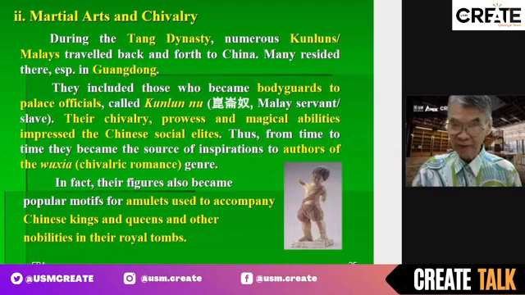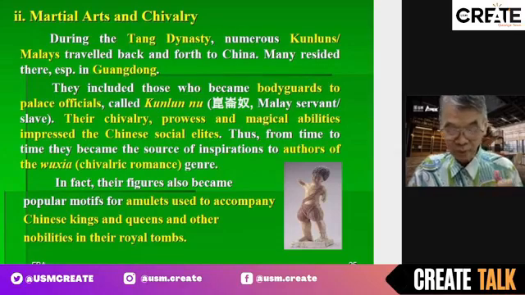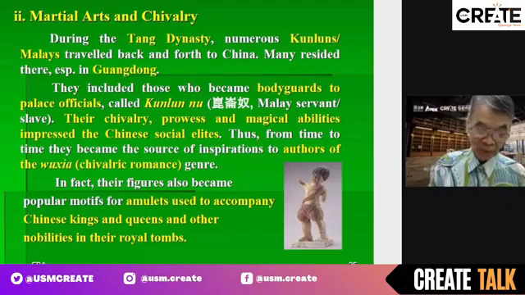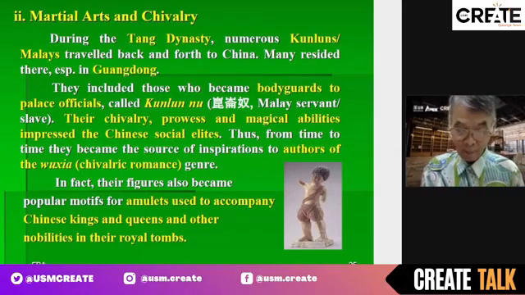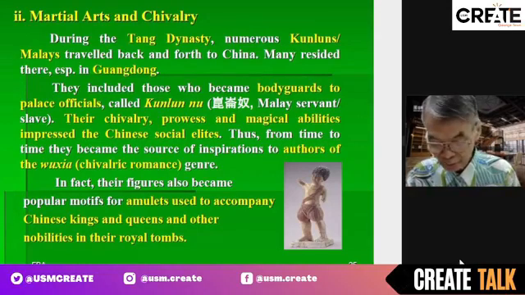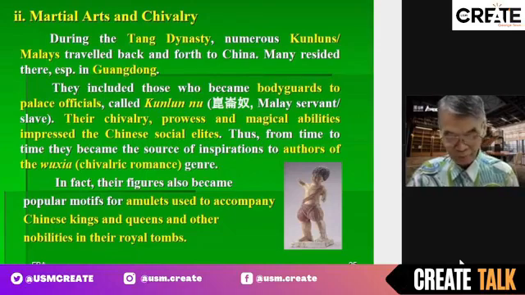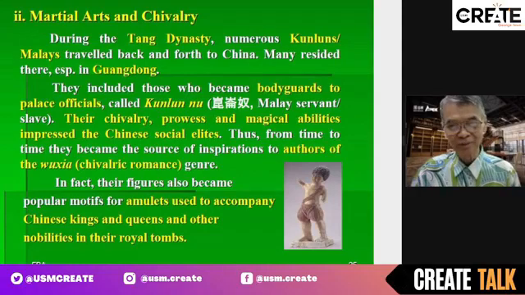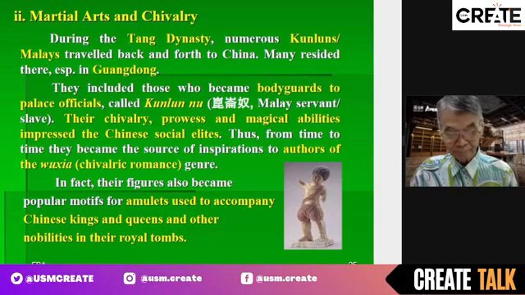Okay, but these are elite slaves, or elite servants actually, because they were working with the palace officials. Their chivalry, prowess, and magical abilities impressed the Chinese social elite so much that from time to time they became a source of inspiration to authors of the wuxia, or chivalric romance, genre. I like to teach this in my class. Wuxia. I don't read Chinese, but I read the translation, of course.